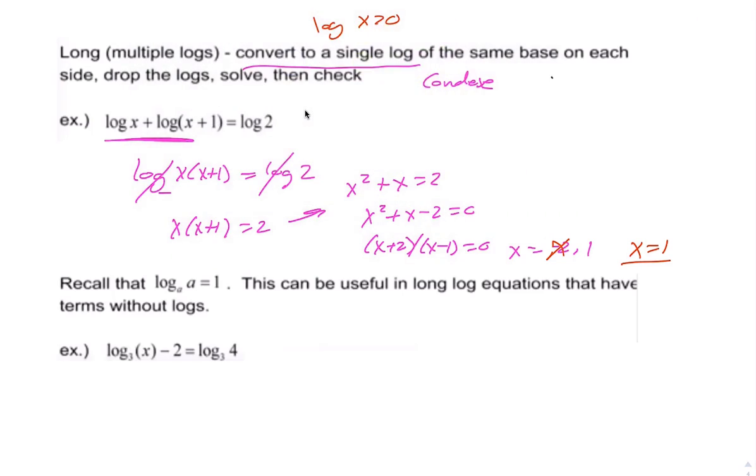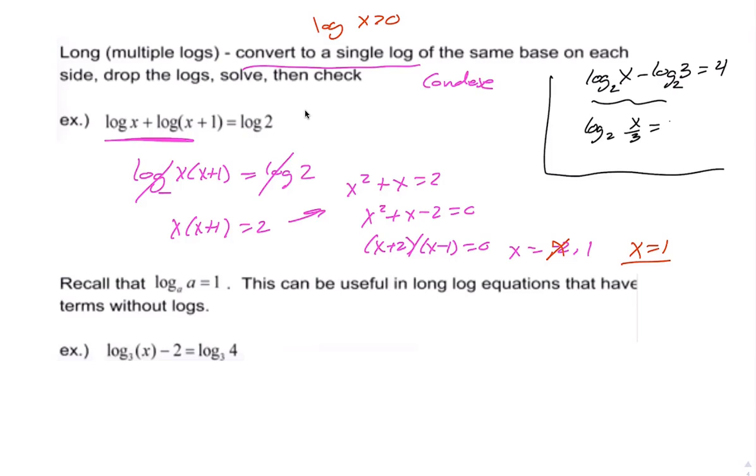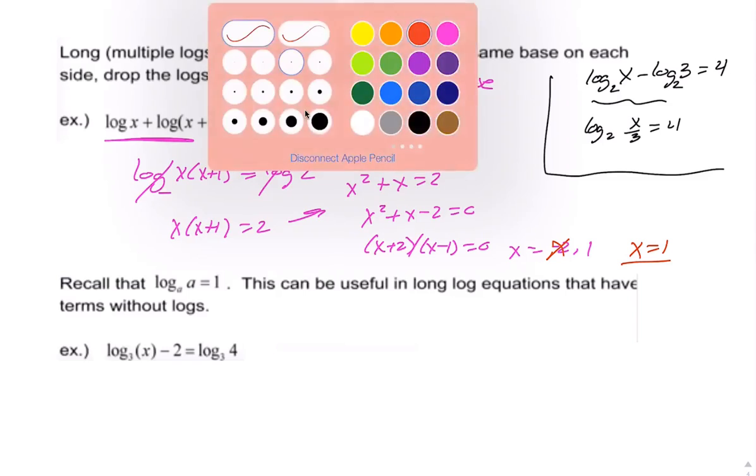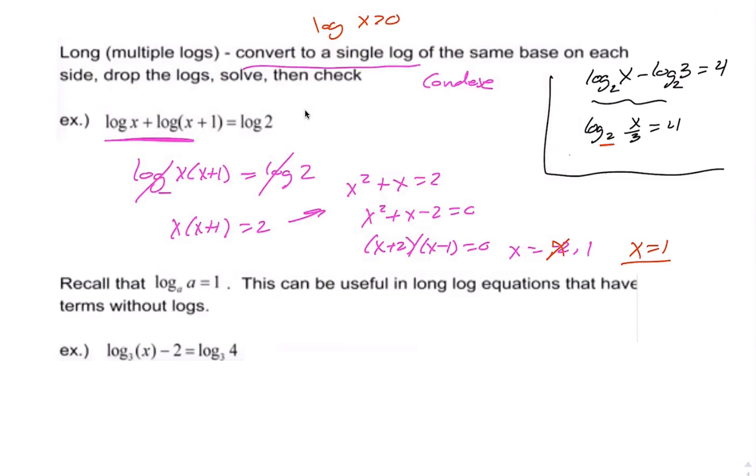So for another quick example, if I gave you log x minus log 3 equals 4, base 2. I gotta condense this first, so I get log base 2 of x over 3 equals 4. And then, since I gotta rewrite it, take the 2 to both sides. These cancel, I get x over 3 equals 2 to the 4th, and then you multiply by 3 to get your answer. So x would equal 2 to the 4th times 3. So condense logs first and then simplify.